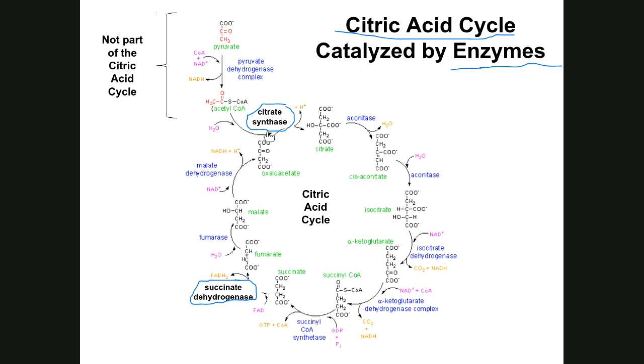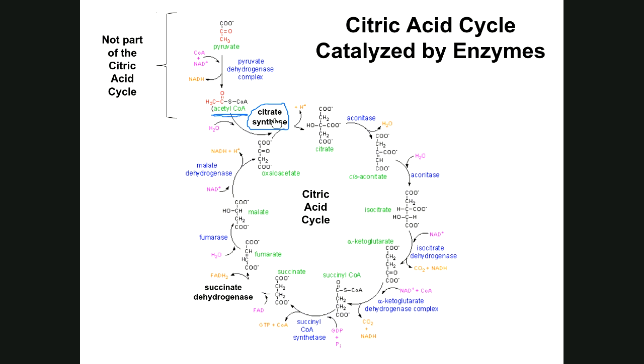All right, so starting with the first enzyme, citrate synthase. Citrate synthase has an active site that does not complement the shape of pyruvate. Citrate synthase has an active site that complements the shape of acetyl-CoA.